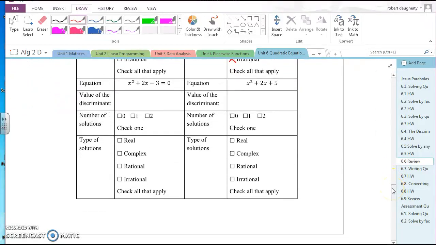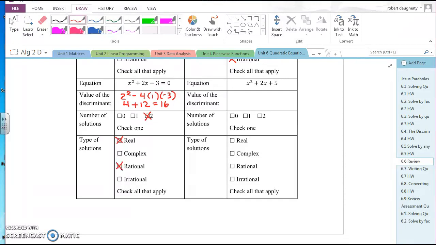The next one here, value of the discriminant. So it's b squared. So 2 squared minus 4 times 1 times negative 3. So that's going to be 4 plus 12, which is 16. That's a perfect square. So when I take the square root of 16, I will get 4. So my answer is going to have a plus or minus 4. So I'm going to have two answers. They will be real, but they will be rational because there will be no square roots in my final answer.